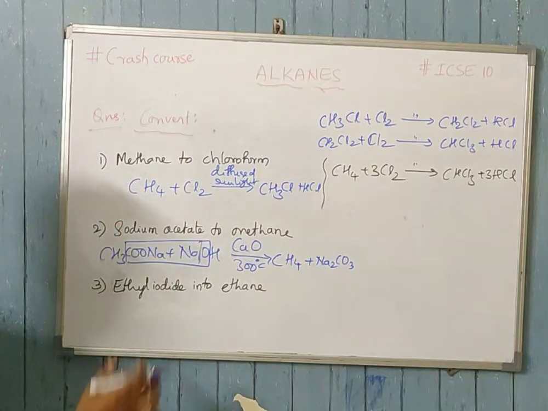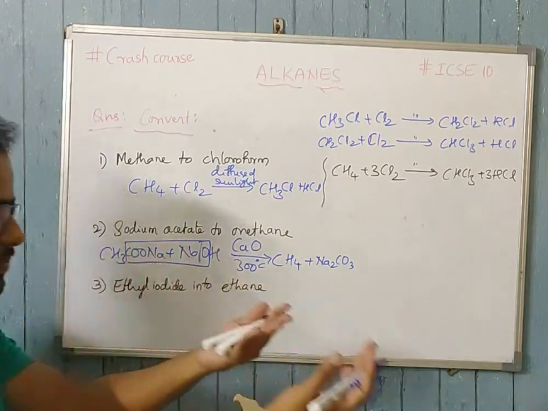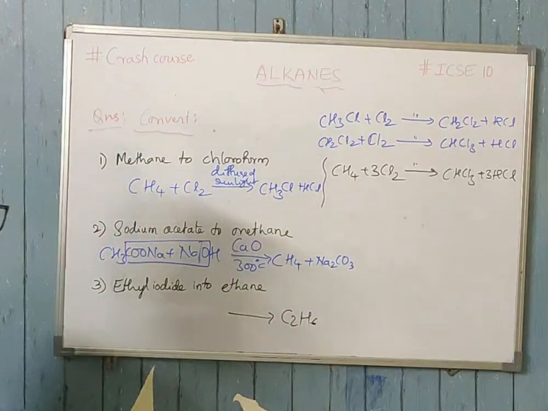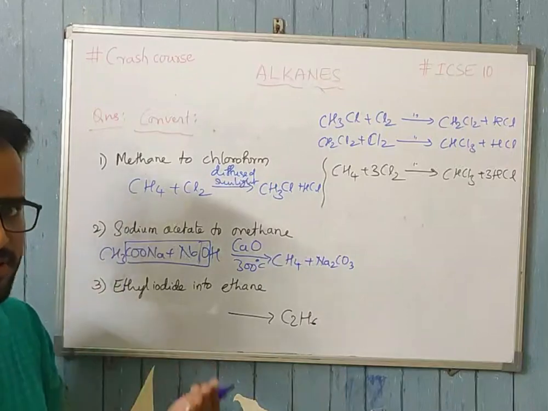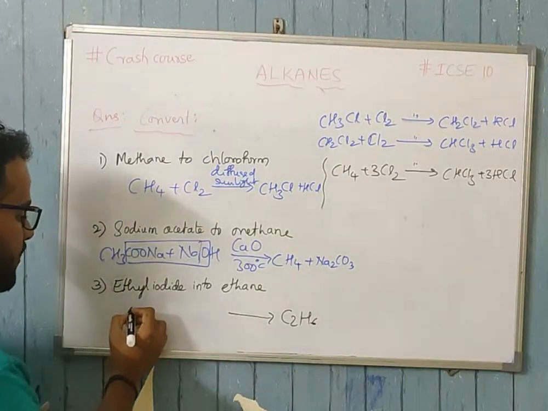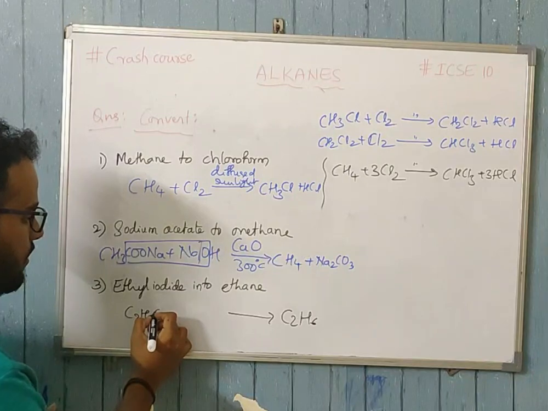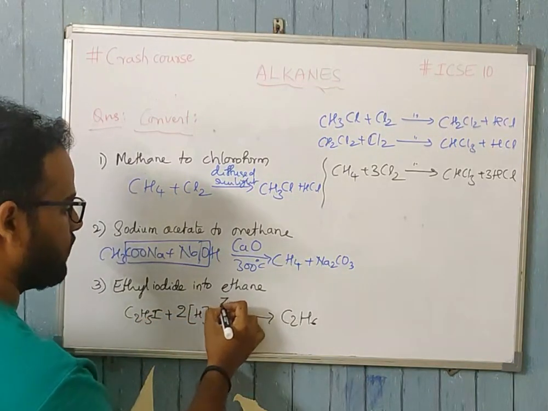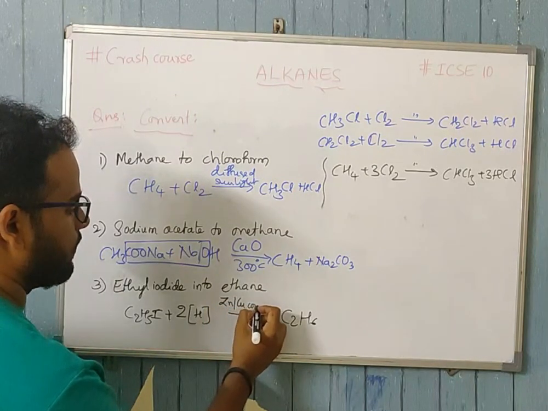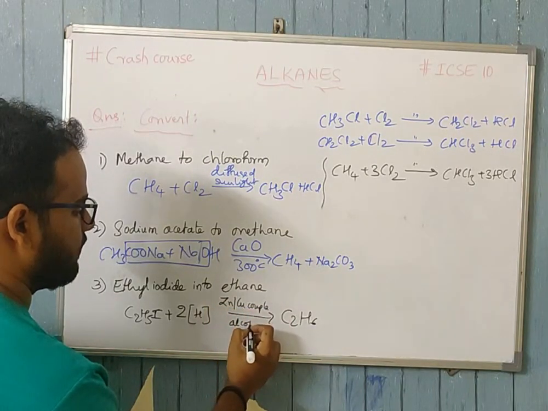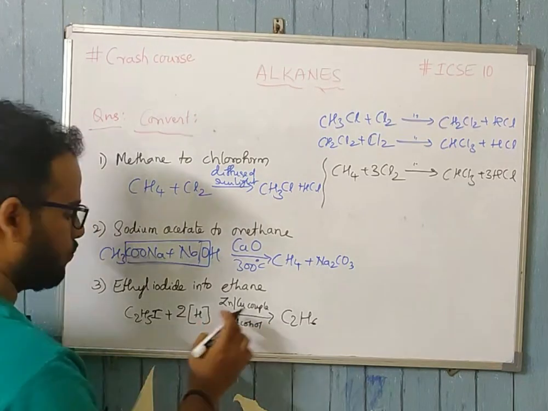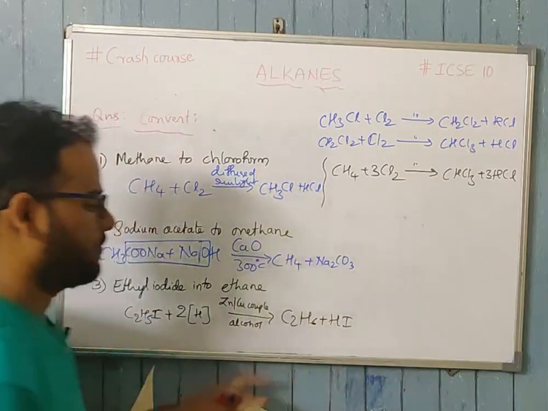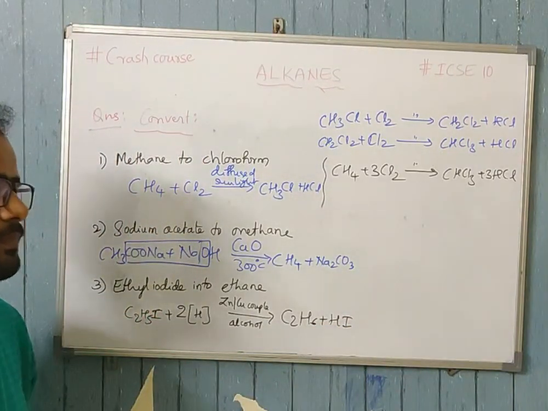Got it? Ethyl iodide to ethane. Again, ethane is on the product side. Means you have to check for method of preparation. Here, if ethyl iodide is there, it will be zinc copper couple in alcohol. So C2H5I plus what they will give us? Nascent hydrogen. Which one? Zinc copper couple in alcohol. They will give us nascent hydrogen. So one hydrogen you give to C2H5, another hydrogen you give to I. So you will get C2H6 and hydrogen iodide. Okay, write this.